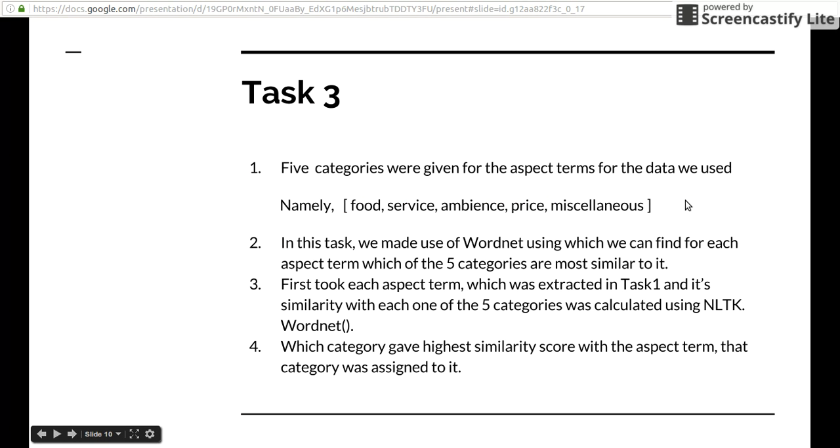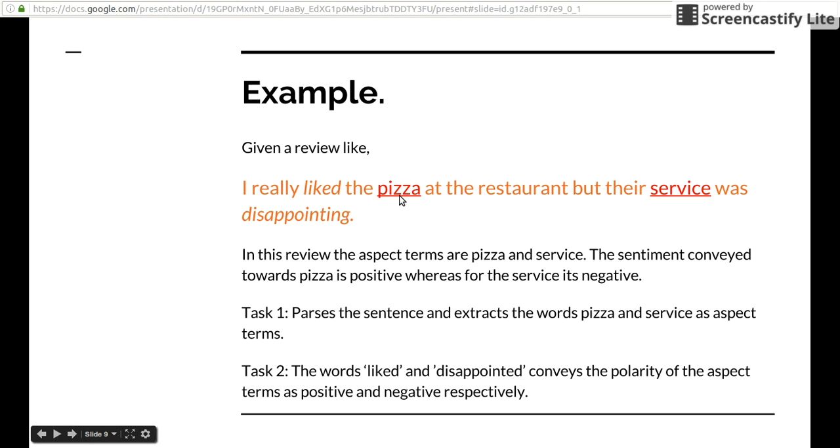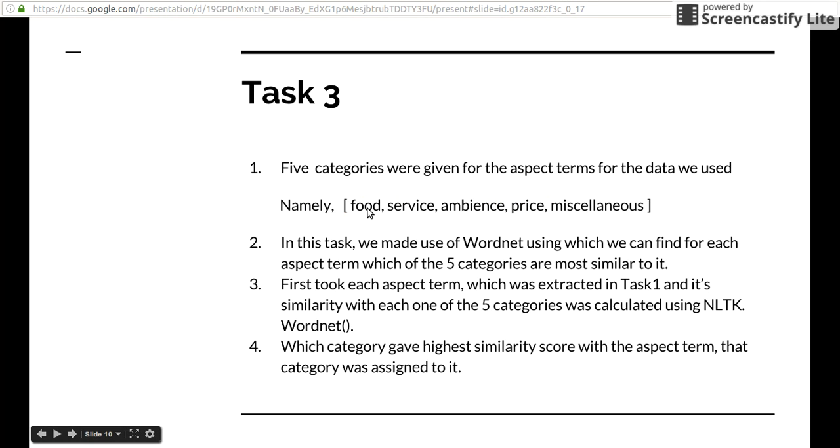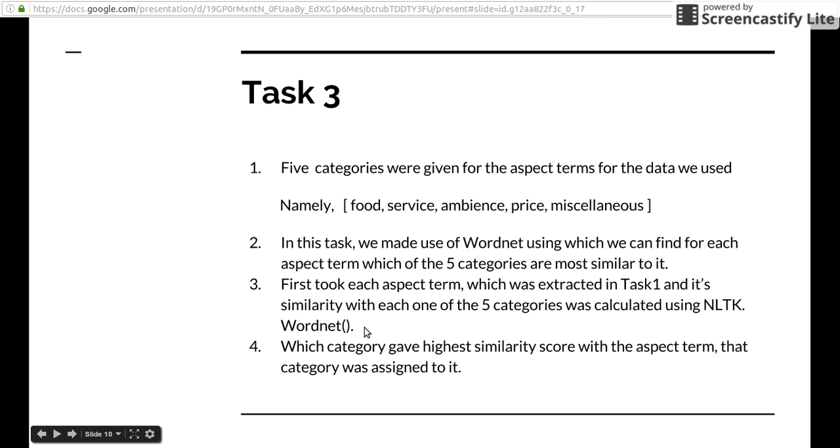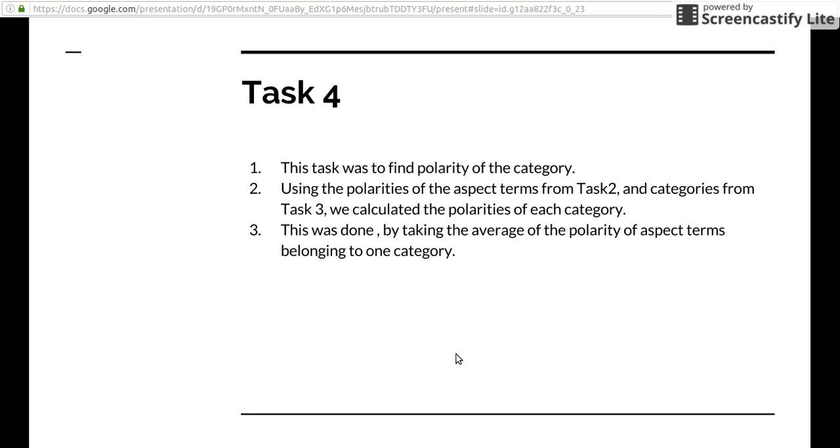In task 3, we took a set of 5 categories: food, service, ambience, price, and miscellaneous. Since we are working on restaurant data, in this task we made use of WordNet, using which we find which of the 5 categories are most similar to each of the aspect terms. For example, in this sentence, the aspect term is pizza. Pizza will be most similar to the word food. Therefore, the category food is assigned to the word pizza. So in this way, we assign categories to each of the aspect terms. The category which has the highest similarity score with each aspect term is assigned to that aspect term.